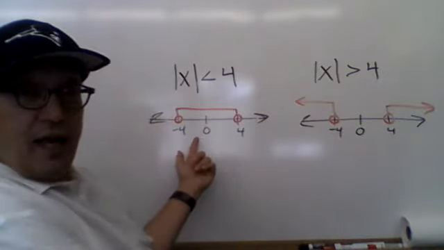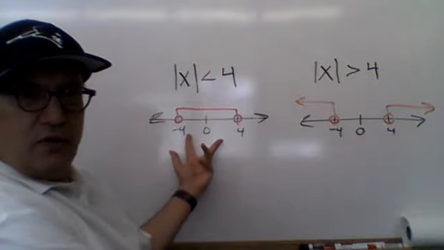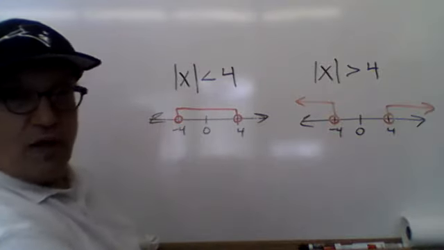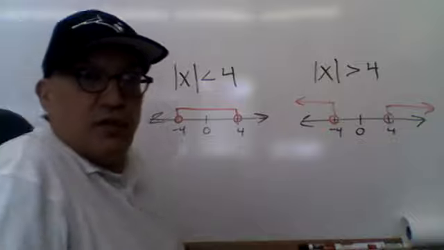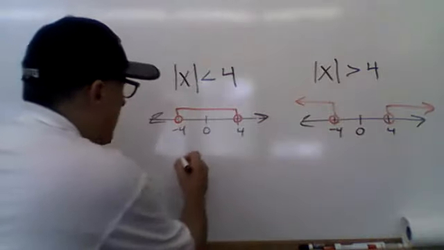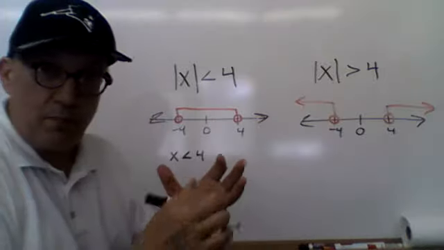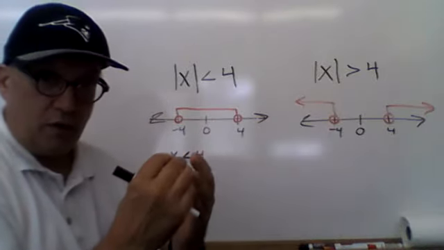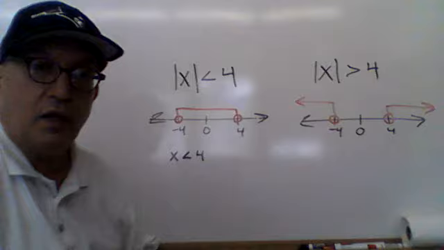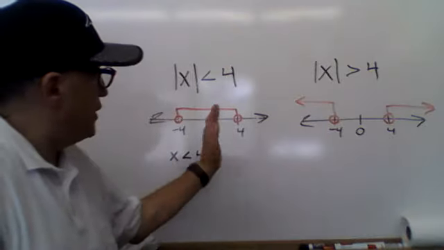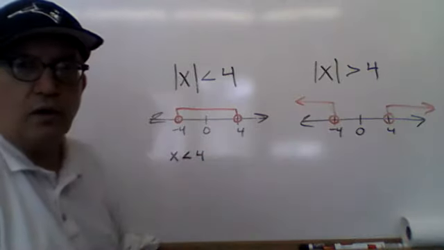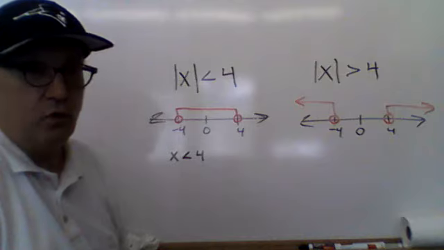In order to indicate algebraically this solution here to the absolute value of x being less than 4, you have to say this. You have to say that the x is less than 4, the numbers that will work. Okay, you're trying to identify the numbers that will work. Well, they have to be less than 4. Nothing greater than 4 will work, right? And 4 doesn't work either.